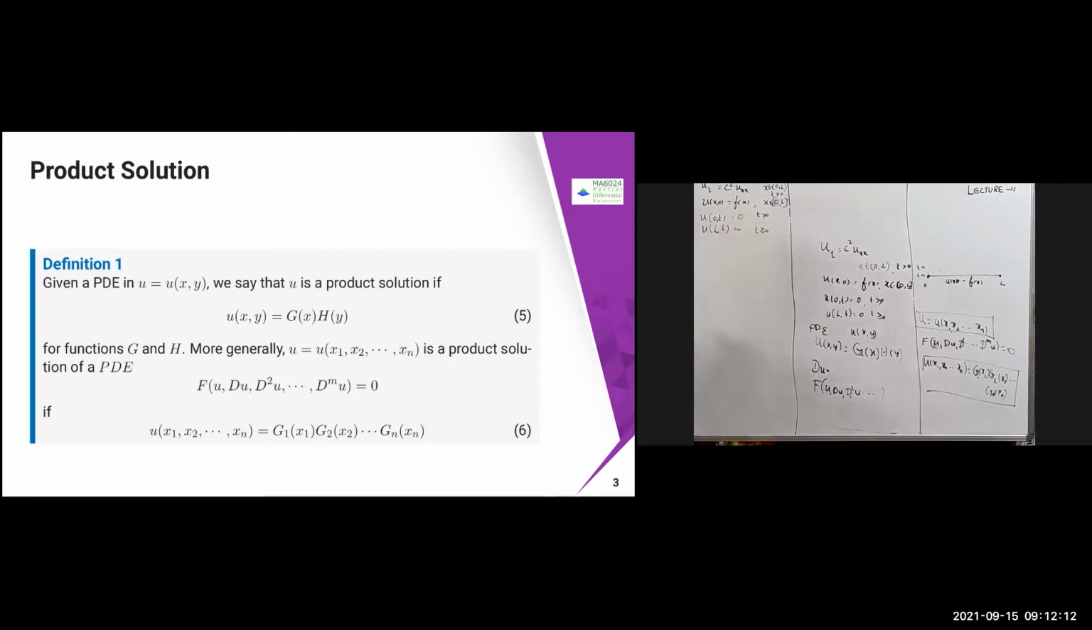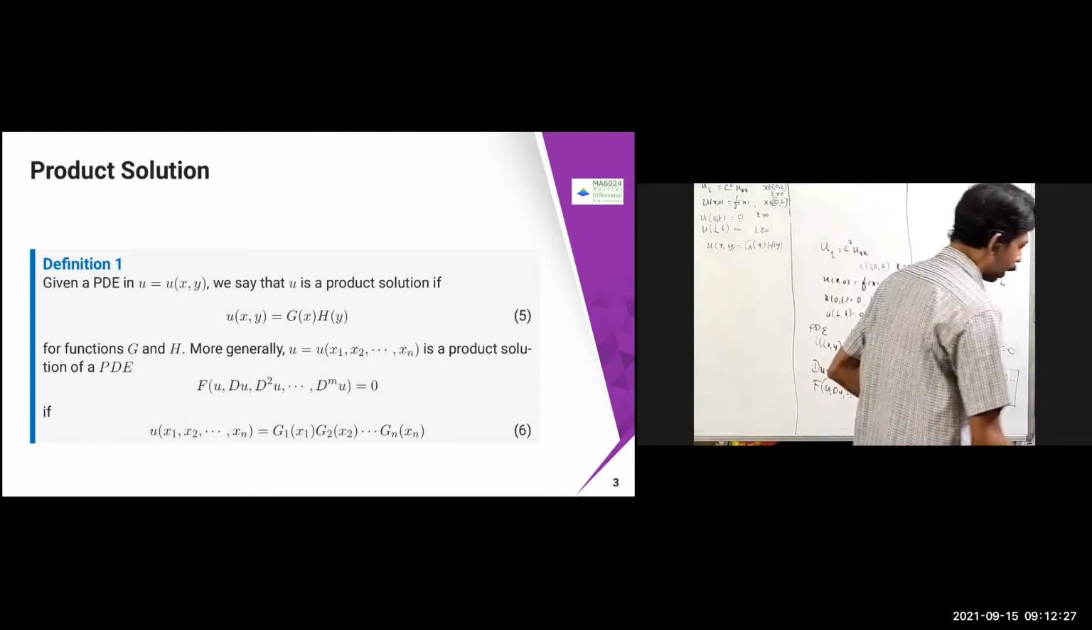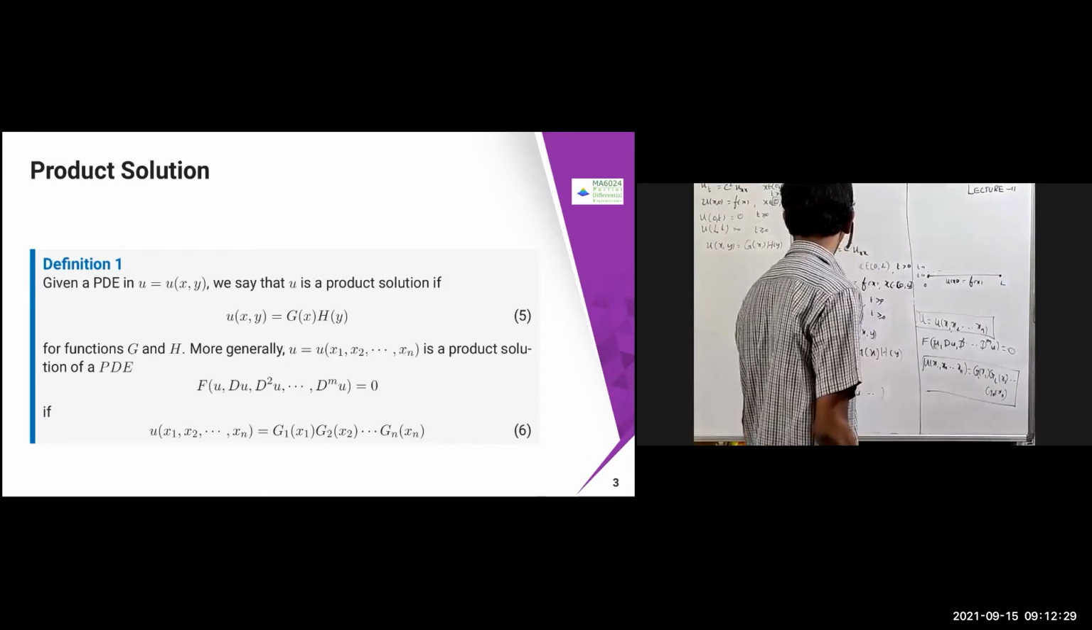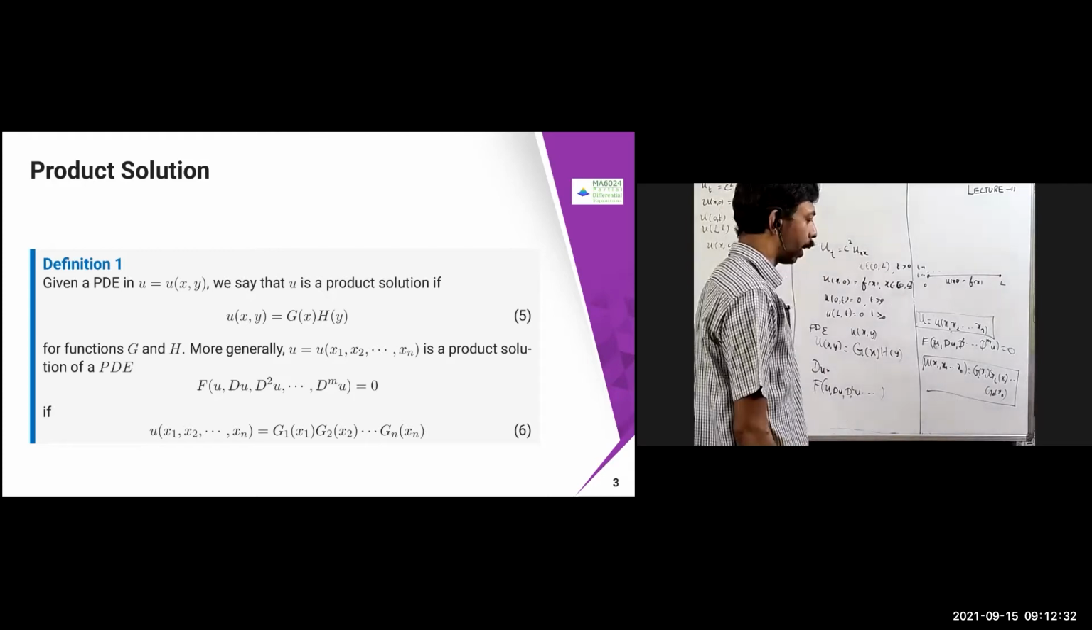This is the heat equation, and I have a product solution. Let us say u of x comma y is a product solution of this one. In this case, I can write it as g of x into h of y. These two concepts are all I'm going to use for this entire class. Then I'm going to solve different problems. I'll just change small things, and then I will solve them.